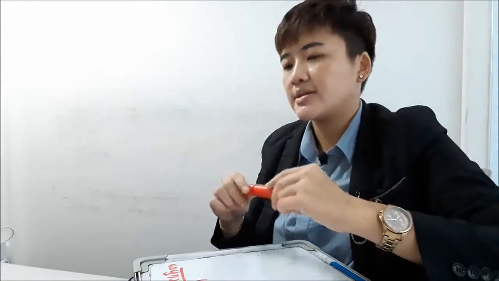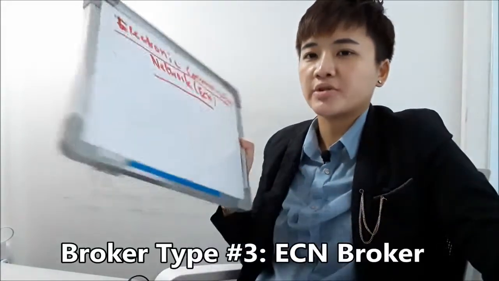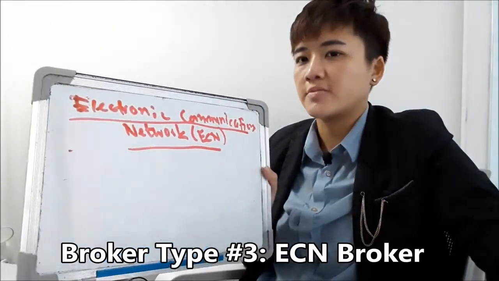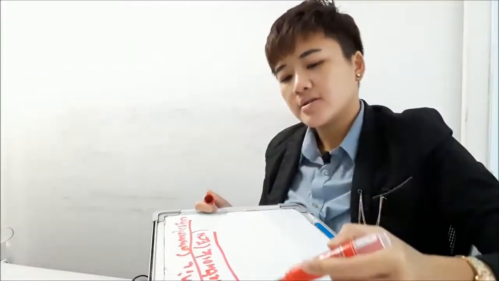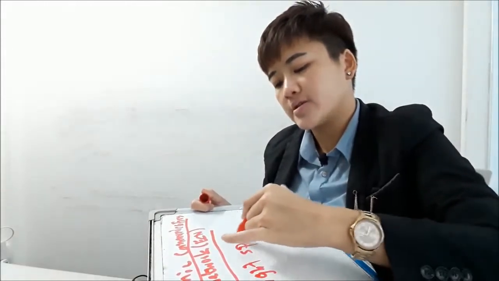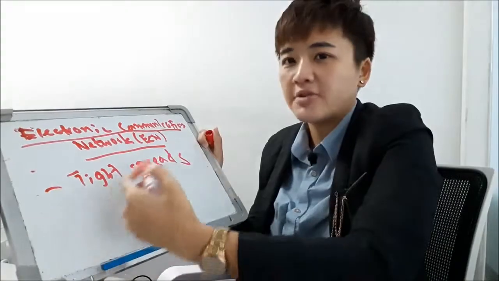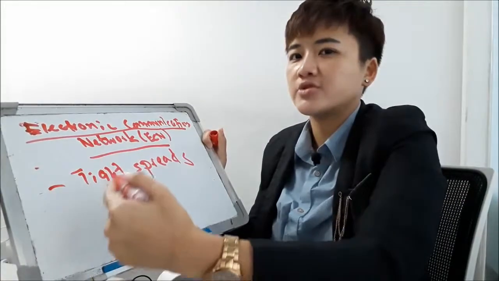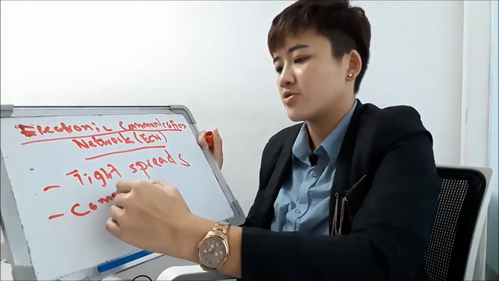Another very similar type of broker to STP is the ECN broker, in long form electronic communications network. You find that they would offer a very tight spread. But of course, if you choose the wrong one, it will offer not so good spreads. Some of these ECN brokers would charge commissions when you open a trade.